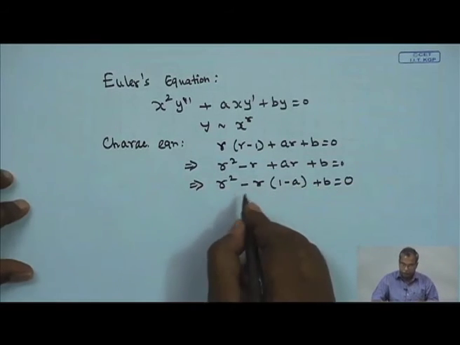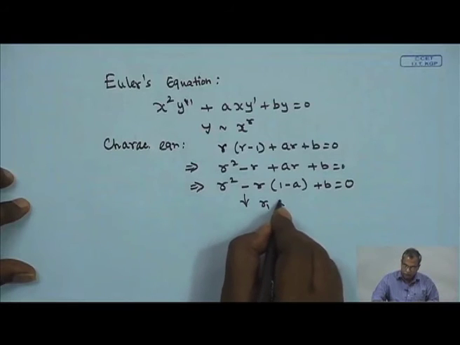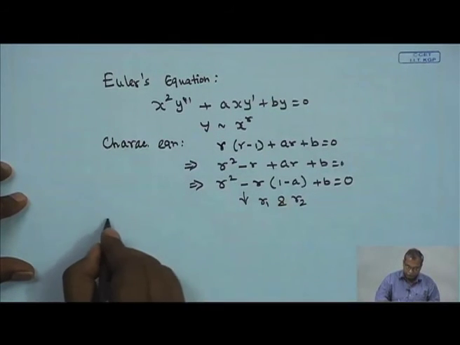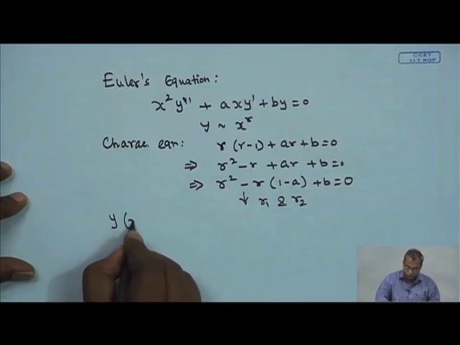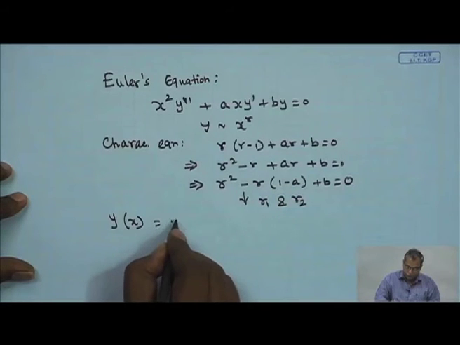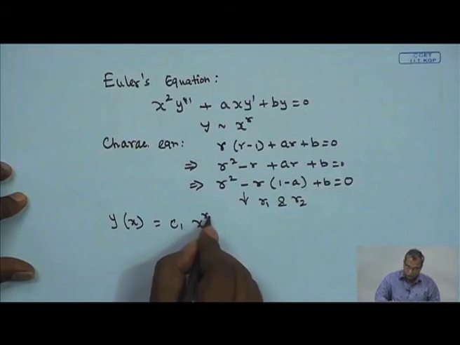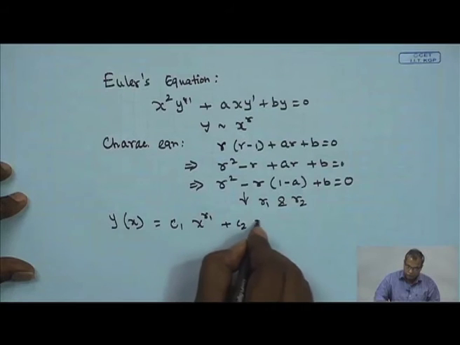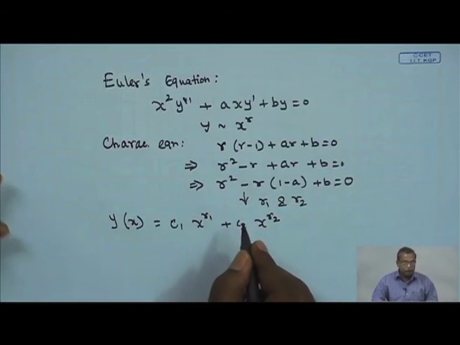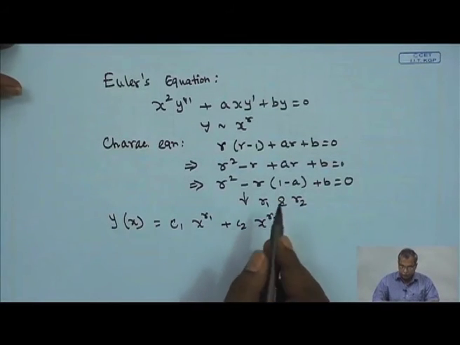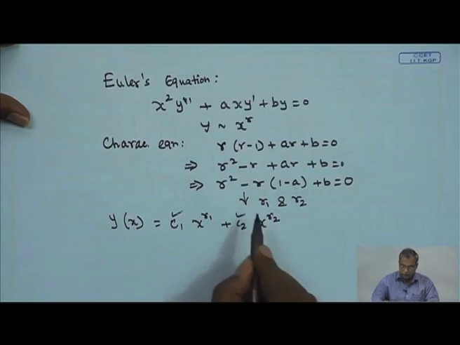So you will be having two roots, r1 and r2, and you will be having the solution in the form of C1 x to the power r1 plus C2 x to the power r2. So again by putting the boundary conditions, one can evaluate the constants C1 and C2.